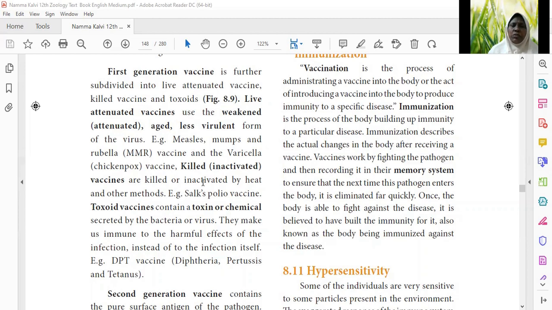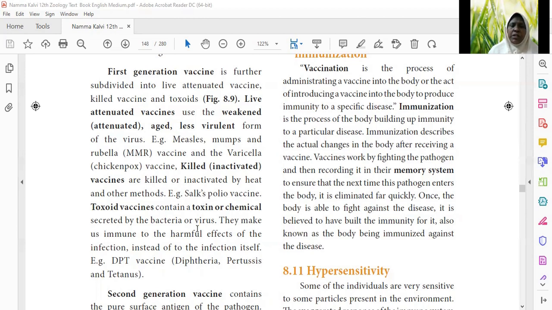The second type of vaccine which comes under first generation vaccine is the killed or inactivated vaccine. In the first type, the microorganisms used for the preparation of vaccines are live, but at the same time they are weakened or less virulent forms. But here, in killed or inactivated vaccine, the pathogens will be inactivated or killed using heat or other methods. An example of killed or inactivated vaccine is Salk's polio vaccine. The vaccine which is used against polio is called Salk's polio vaccine. So this is the example for killed or inactivated vaccine.